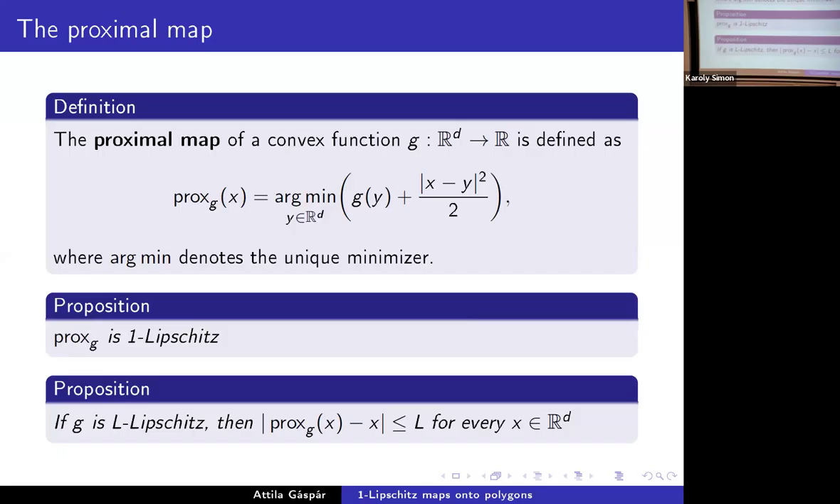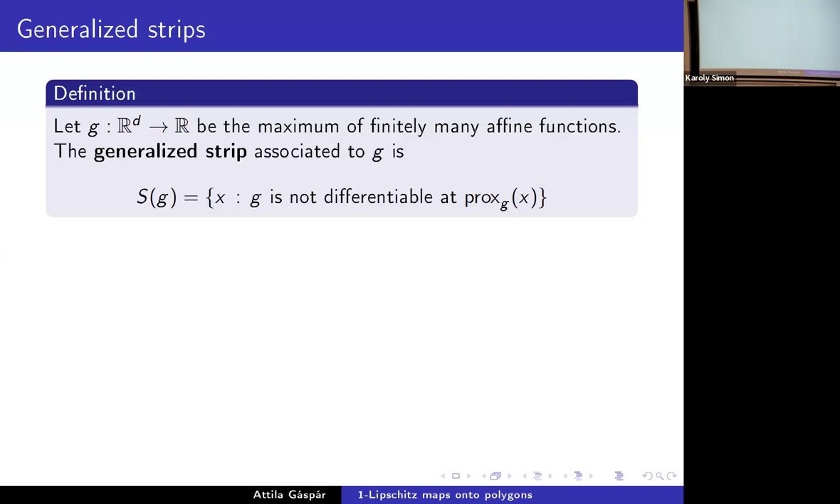And these are exactly what we need. Using the proximal map, you can define generalized strips. Assume that g is the maximum of finitely many affine functions. We could also call it a polyhedral function. And then we can associate a set S_g to g, which we call the generalized strip. It consists of the points for which their image by prox is such that g is not differentiable there.